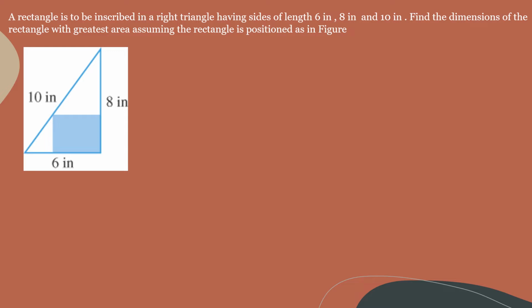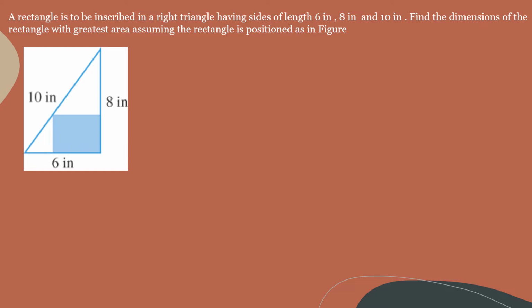Now here is a question in which they are asking: a rectangle is to be inscribed in a right triangle having sides of length 6 inch, 8 inch and 10 inch. Find the dimensions of the rectangle with the greatest area, assuming the rectangle is positioned in the figure as given up here. Now let's try to find out what they are asking.